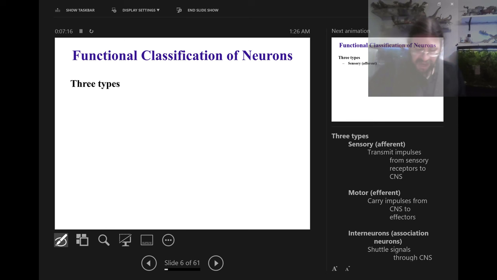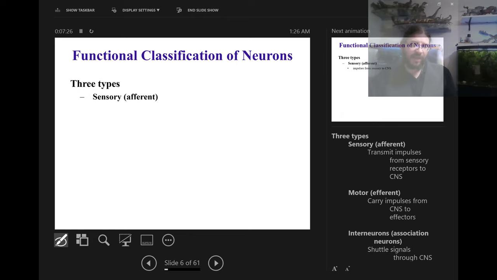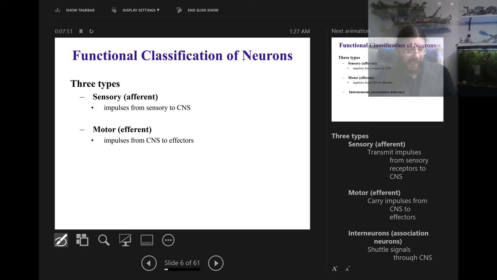So when we classify these, I've said sensory, I've said afferent, I've said motor a bunch. So here we go, just the text for it. Sensory neurons are sending information from sensory structures to the brain. They are afferent. Motor neurons are efferent. The brain sends information out, so it exits the central nervous system, efferent, E for exit, and sends it to the effectors, which are essentially muscles or glands.